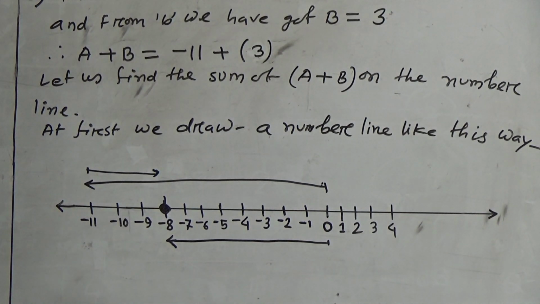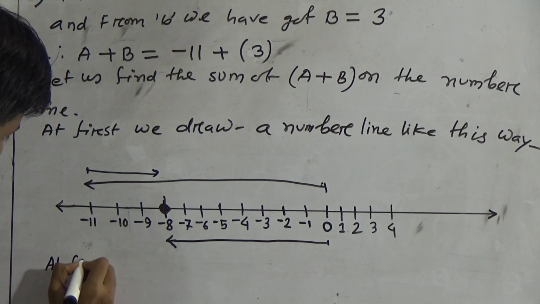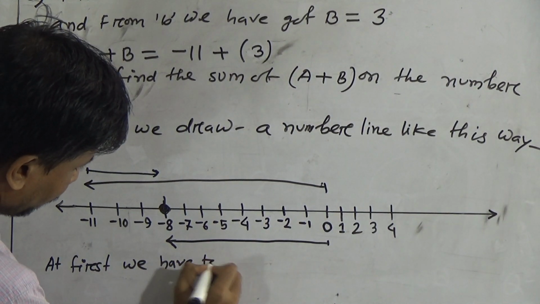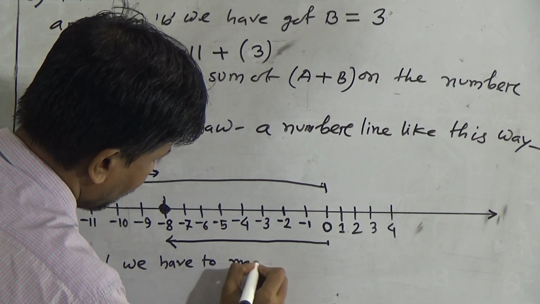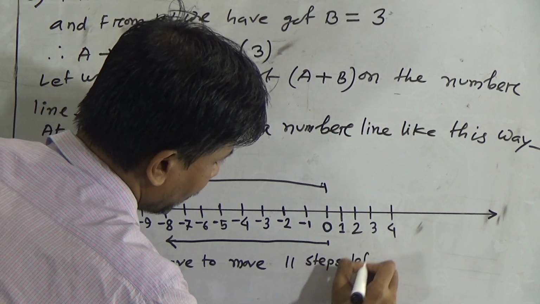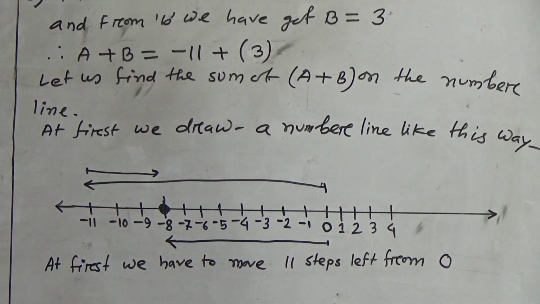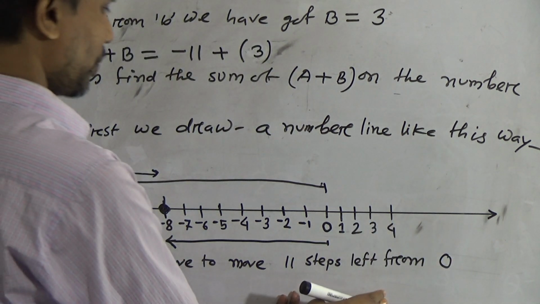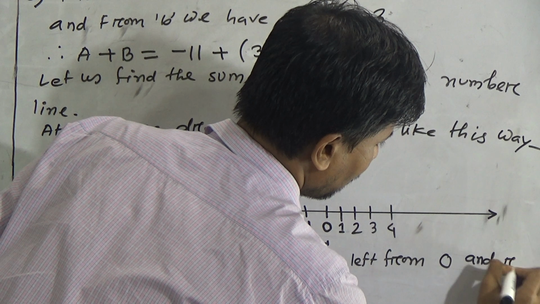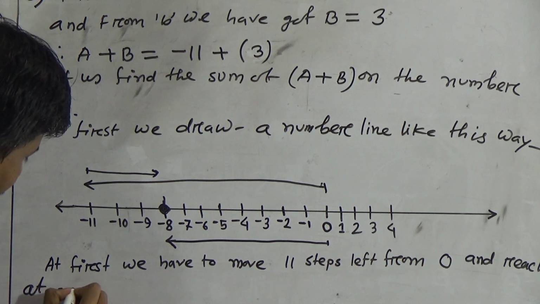Okay, now we have to write the language. Look, at first we have to move 11 steps left from 0. Look, at first we have to move 11 steps left from 0 and reach at minus 11.